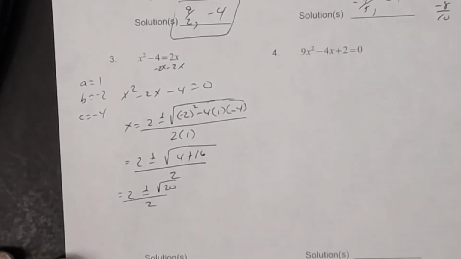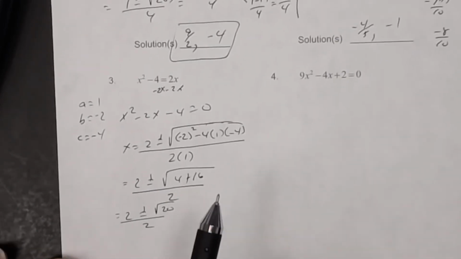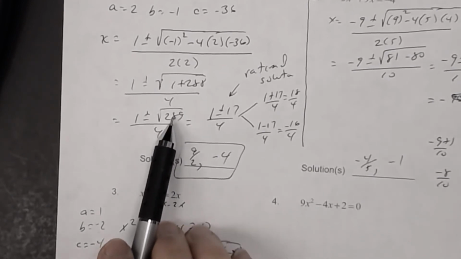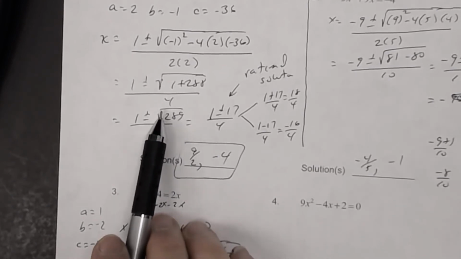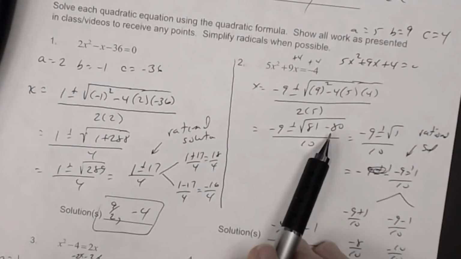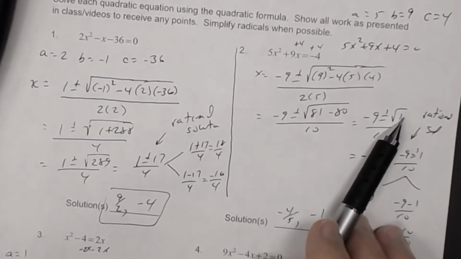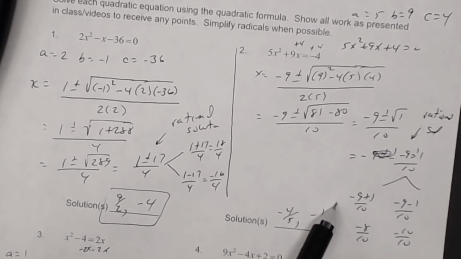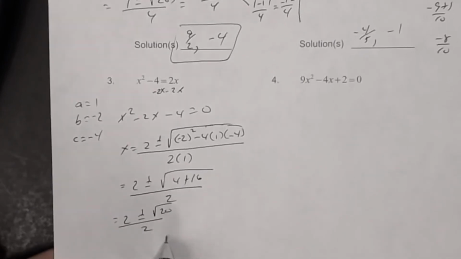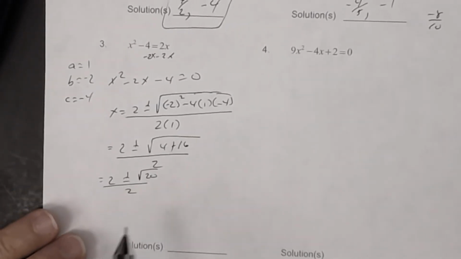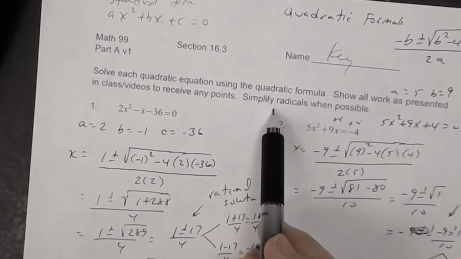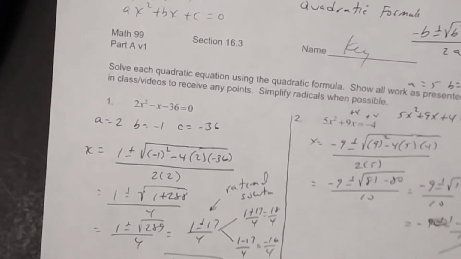Okay, now, when we did 1 and 2, notice that 289 was a perfect square, and the square root of 289 was 17, so I ended up with rational solutions. Number 2, 1 is a perfect square, the square root of 1 is 1, so again, I ended up with rational solutions. Now, number 3, 20 is not a perfect square, but remember, in previous lessons, you learned how to simplify radicals, so you must simplify your radical.